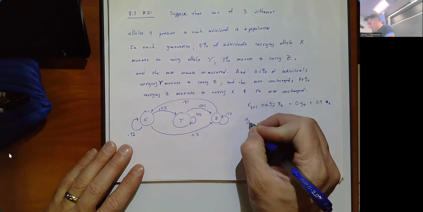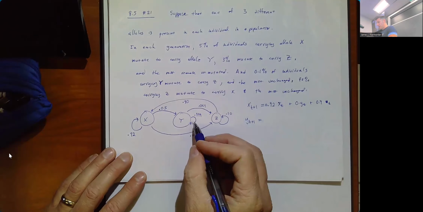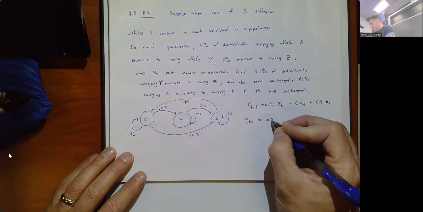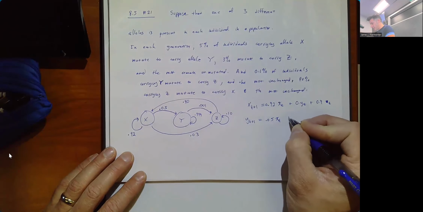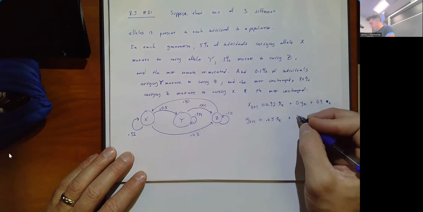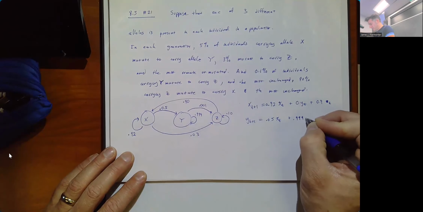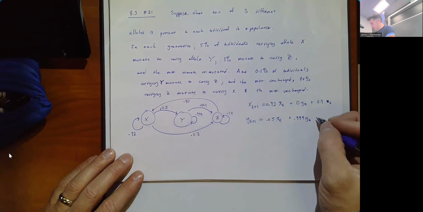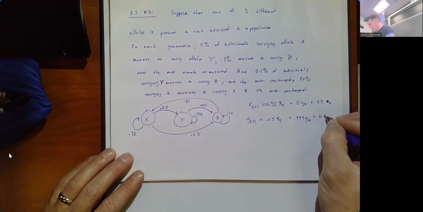So for y sub t plus 1, let's see. What's going into y? Well, 0.05 times x sub t plus 0.999 times y sub t. And that's it. That's all that's going into y. So 0 z sub t, if you like.